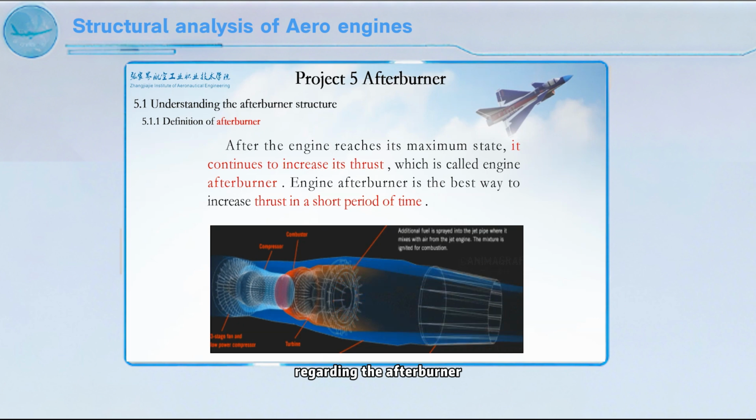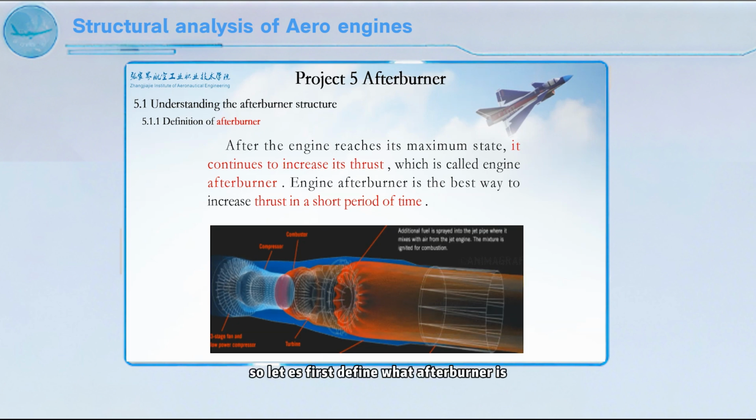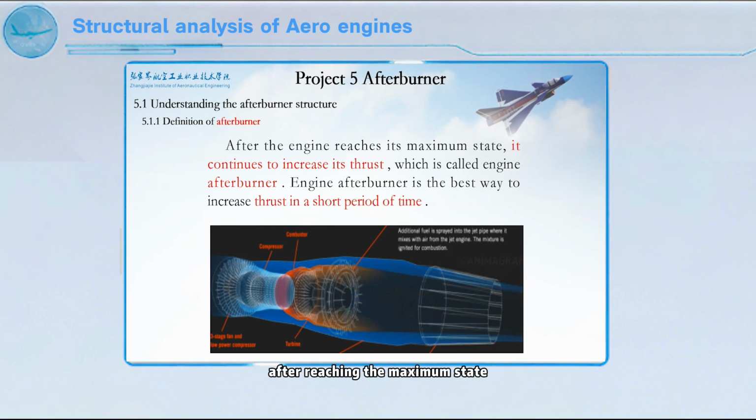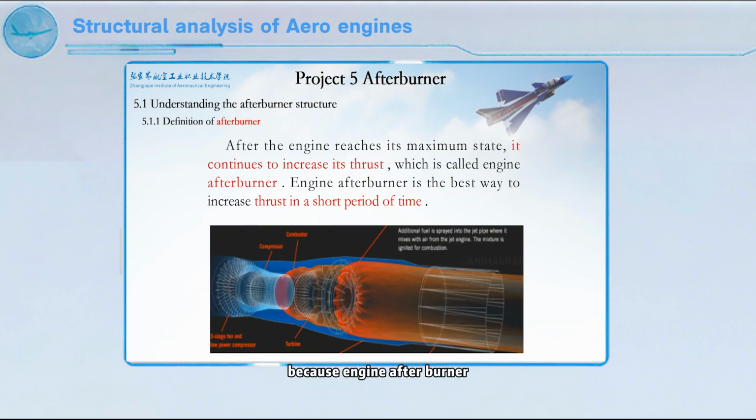Regarding the afterburner, we have already learned about the combustion chamber part before, so let us first define what afterburner is. Generally speaking, we call the engine afterburner when the engine continues to increase thrust after reaching the maximum state. Why do we use engine afterburner? Because engine afterburner is the best way to increase thrust in a short period of time.